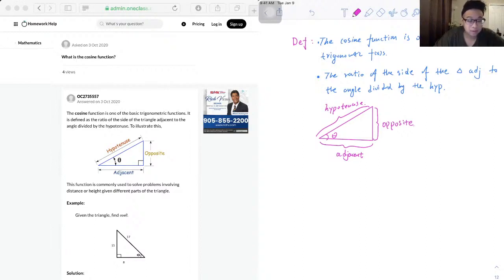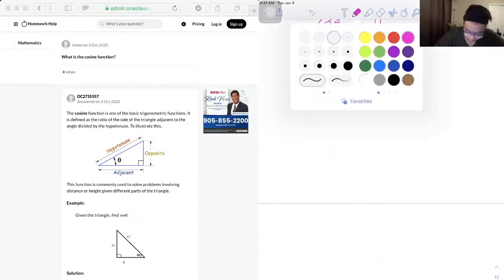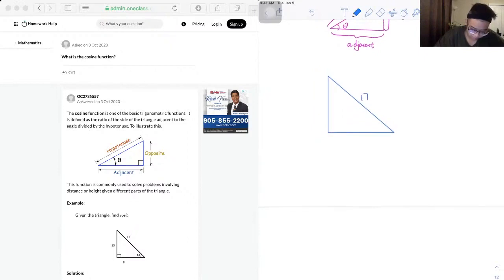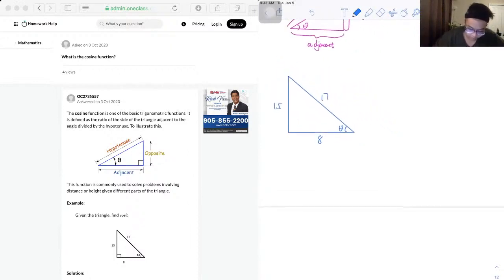And now let's try this with the example. So if we have a triangle here, let me write down the graph. So hypotenuse will be 17, and this side is 15, and this side is 8, and that is theta. And we would like to find out the result for cosine theta.